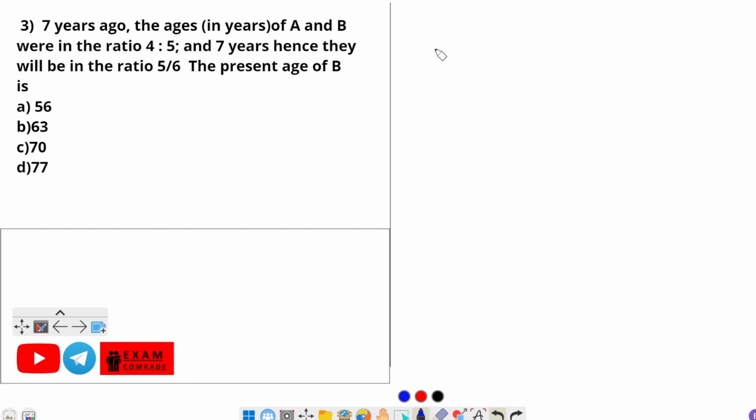7 years ago, the ages of A and B are given as 4 is to 5. A and B, this is minus 7, 4 is to 5. Okay, this is plus 7. After 7 years, they will be in the ratio 5 is to 6. Okay, this can be done in multiple ways. Okay, method 1. This is the cross multiplication method.